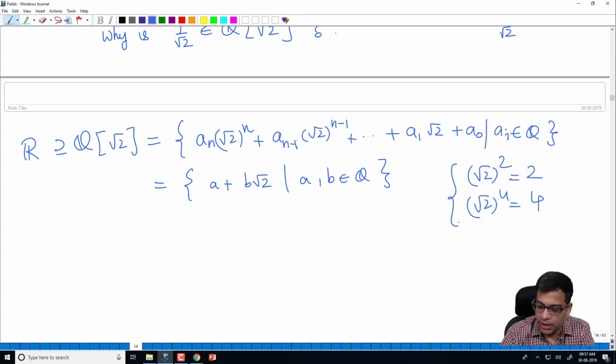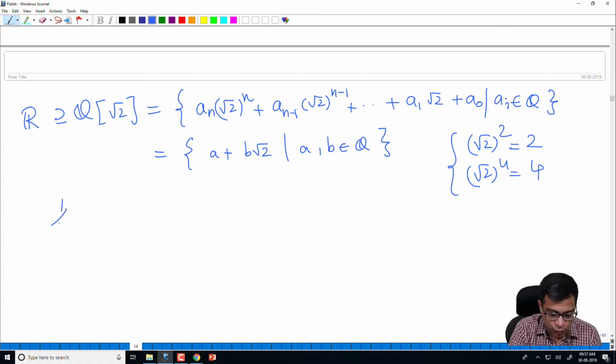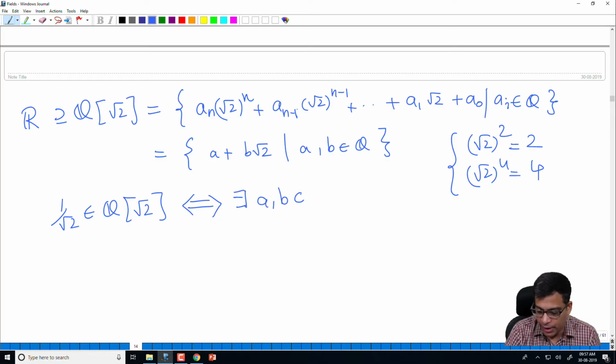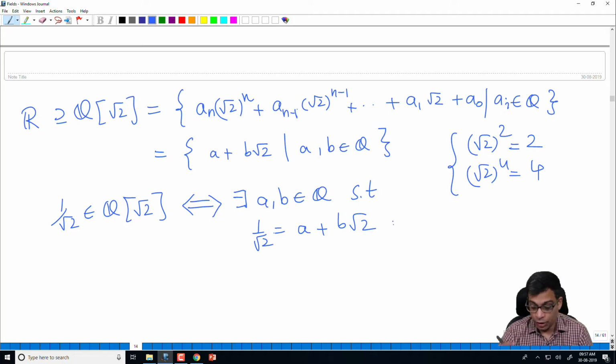So when you have other terms here, we can absorb them into the constant term. We are only going to be left with A and B root 2. So what we are saying is that 1 by root 2 is in Q[root 2]. But this means there exist A and B rational numbers such that 1 by root 2 is equal to A plus B root 2, right? This seems impossible, right? I mean, how can it be?